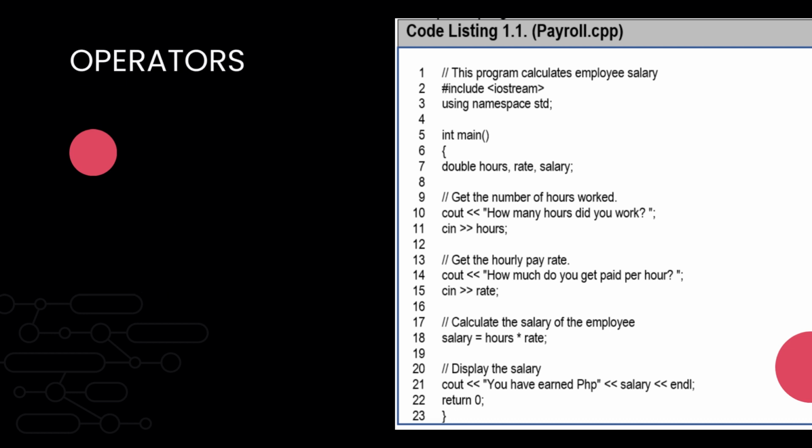Operators. On line 18, the following code appears: salary = hours * rate. The equals and asterisk symbols are both operators.